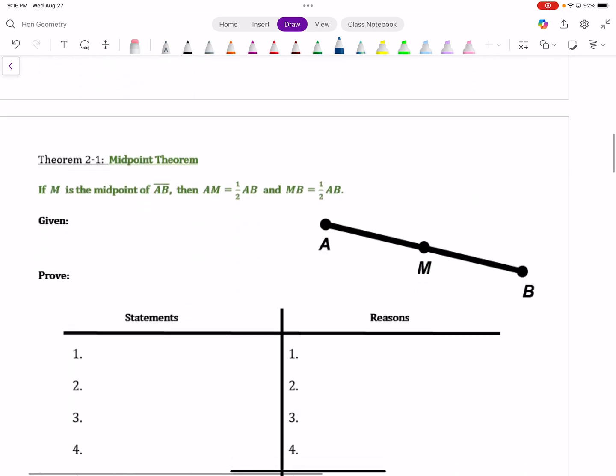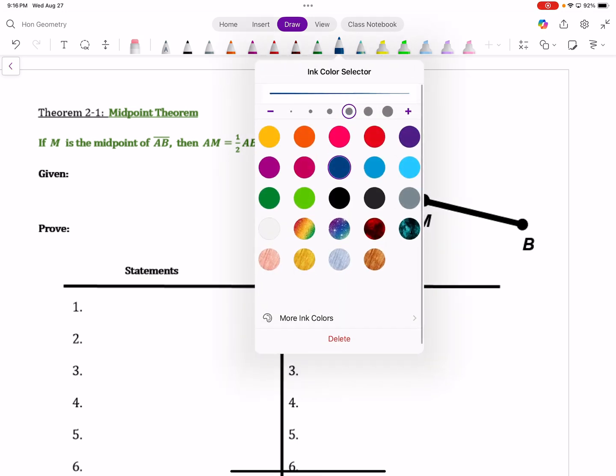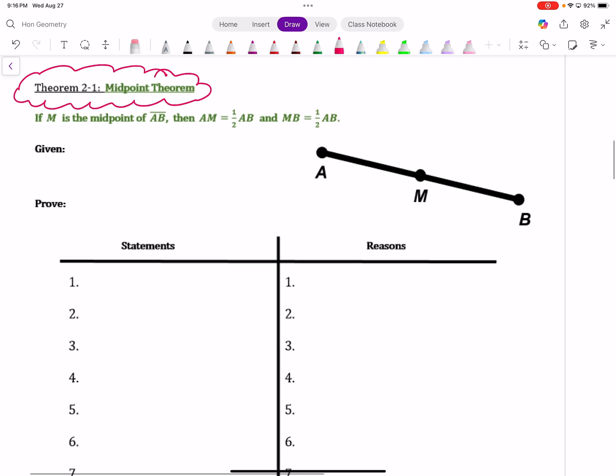All right, so here's our first theorem that we're going to prove. Okay, it's called the midpoint theorem. So once we prove it, we can use the midpoint theorem as a reason in a proof. But you can't use it as a reason until you've proven it. So this will be our proof of it. So if M is the midpoint of AB, then we're going to show that AM is half as long as AB, MB is half as long as AB. So let's write this out.